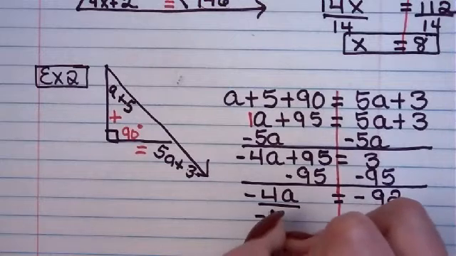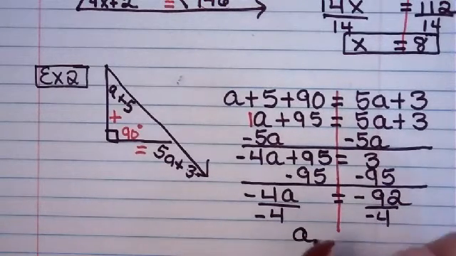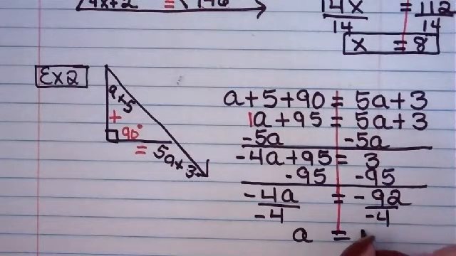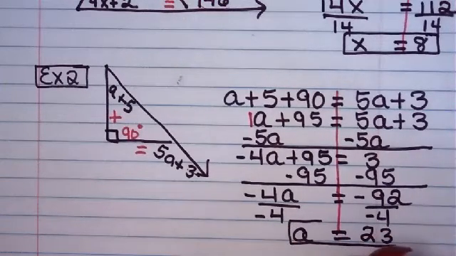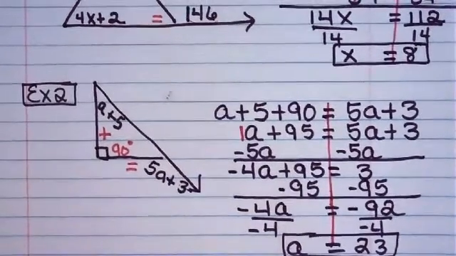If I divide both sides by negative 4, and guys, you can use your calculator if you want to, negative 92 divided by negative 4 is a positive 23. There we go. Pause your video and copy that down. Okay. Now we have example 3 to work on.